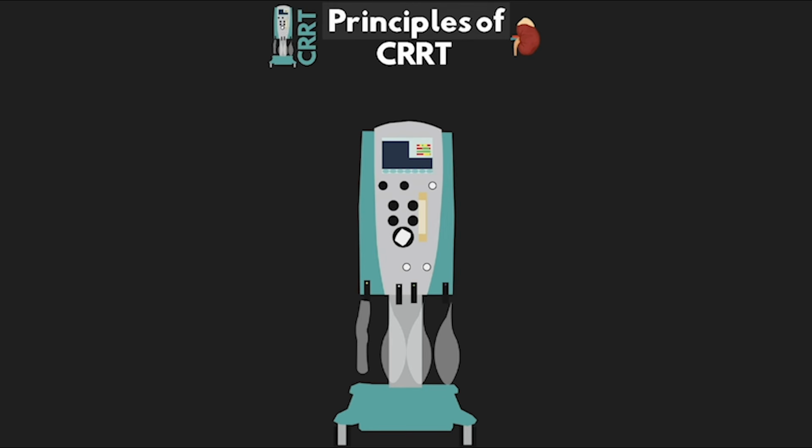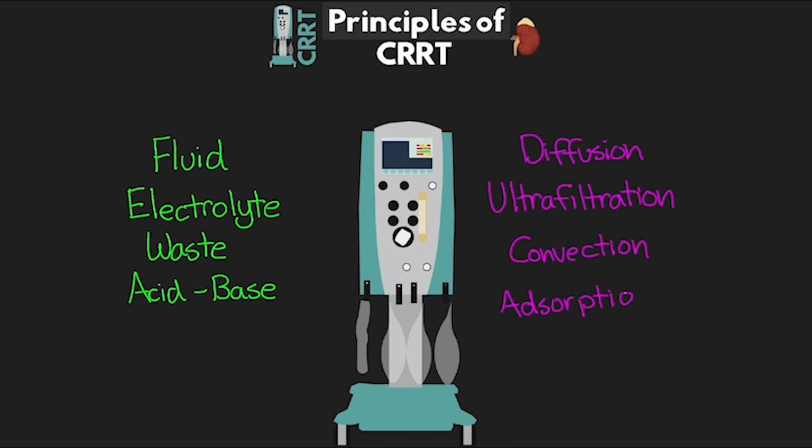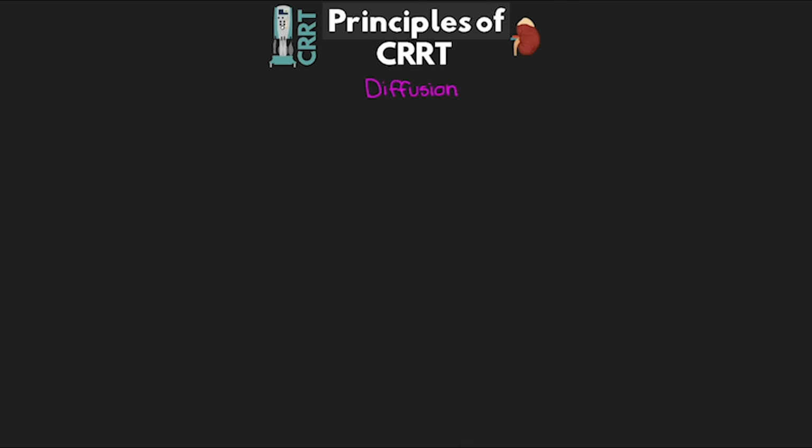Now, if you remember from the first lesson, the main job of the kidney and the nephron is to maintain fluid, electrolyte, waste, and acid-base balance. And we can mimic these functions through 4 primary methods, which I'm going to talk about here. And they are diffusion, ultrafiltration, convection, and adsorption. And so first, let's start talking about diffusion.